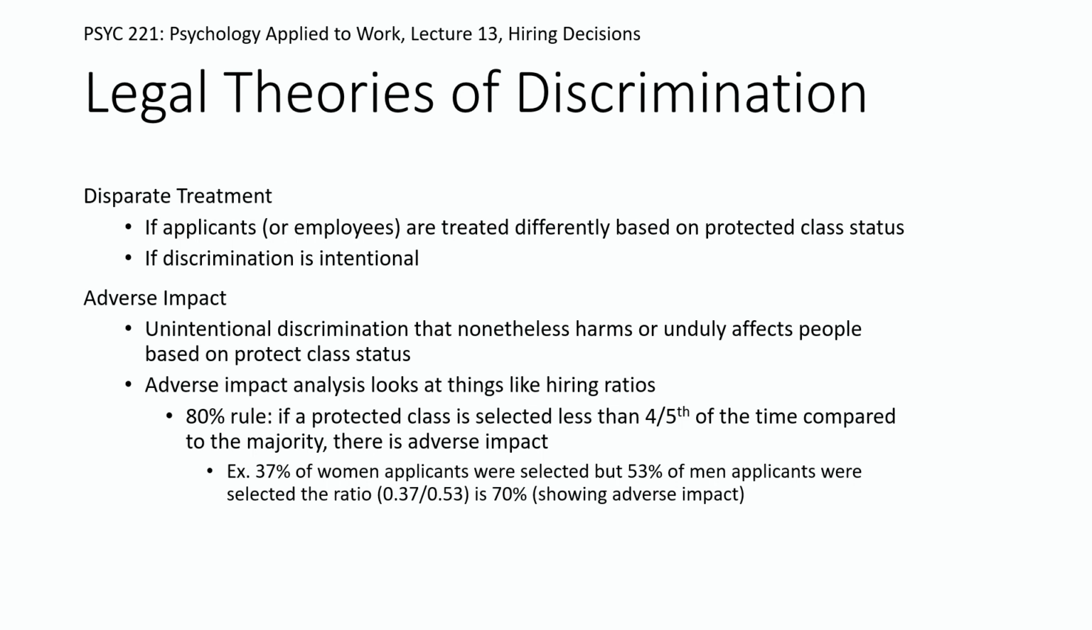So in this case, slightly over half of the male applicants for your positions you're hiring, and only 37% of the female applicants for your positions you've hired, and that's looking back at your data, or it could be the federal government looking at your data under subpoena. And so that ratio then, 0.37 over 0.53, is 70%, and that's below the 80% rule.